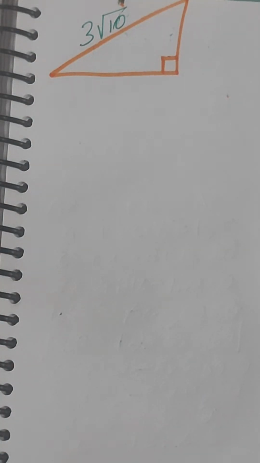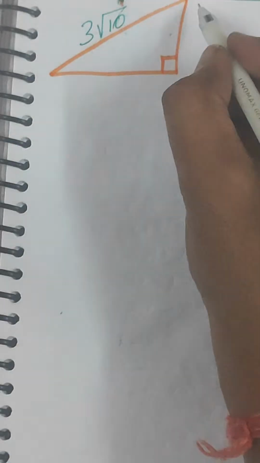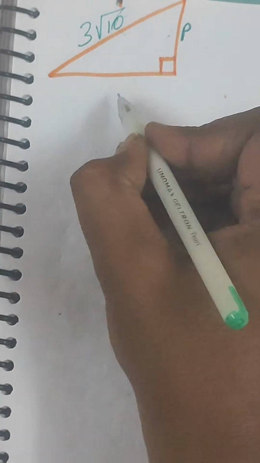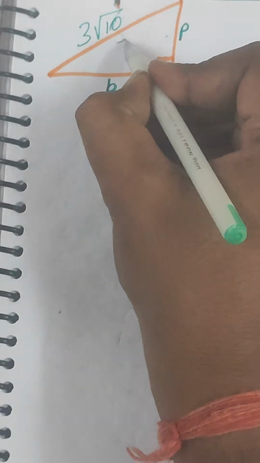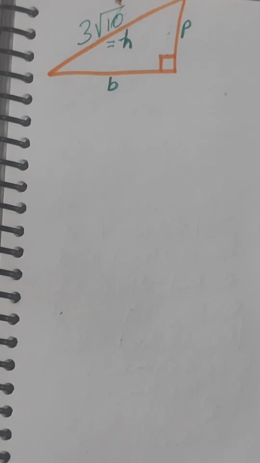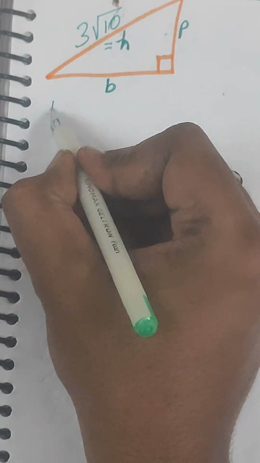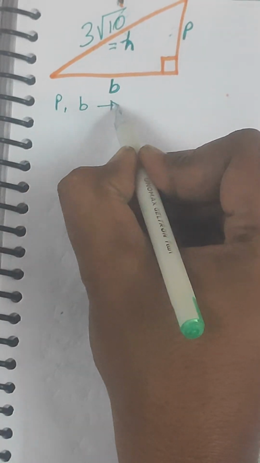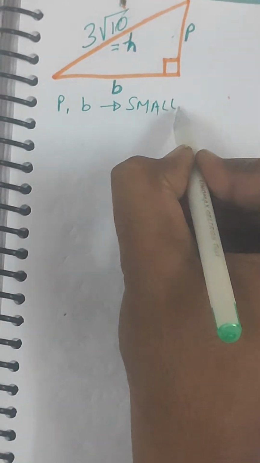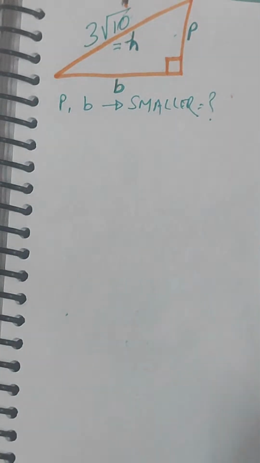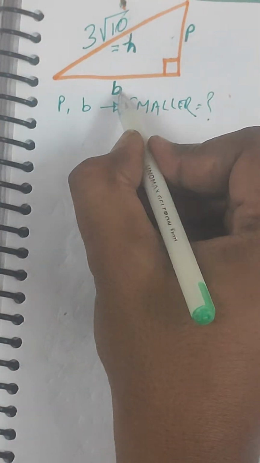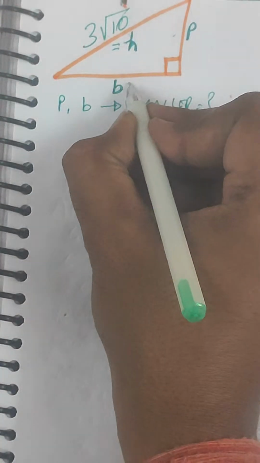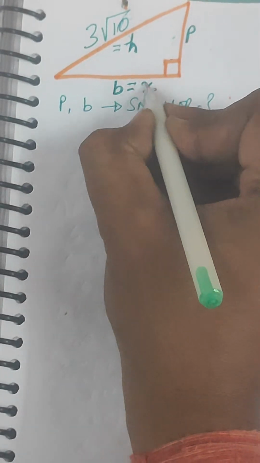Now, if the smaller leg is tripled and the longer leg doubled, right? You don't know which is the perpendicular and which is the base. This will be the hypotenuse, 3 root 10 will be the length of the hypotenuse. If the smaller is doubled, in P and B, which is smaller? Do you know? No, you don't know. Then let us assume B as the smaller and the length of B as equal to x, right?